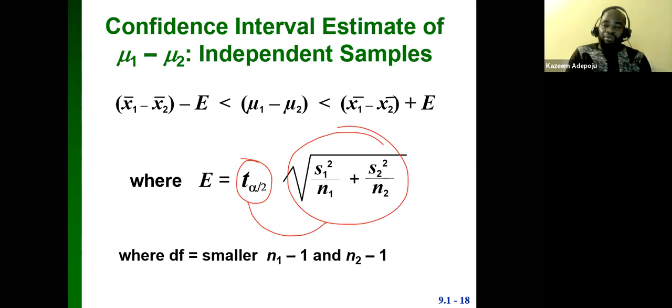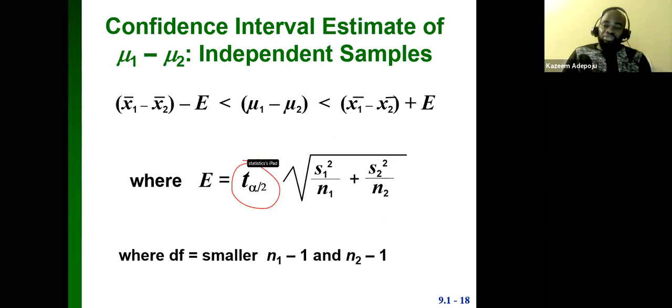The margin of error will be subtracted from the point estimate of the difference of the means, and it's also going to be added to that, and you're actually going to get a confidence interval.